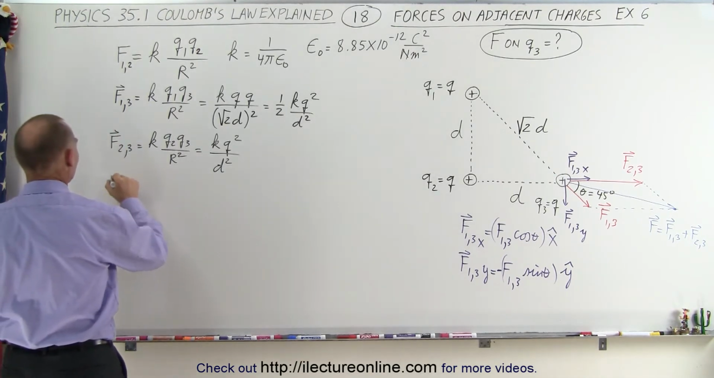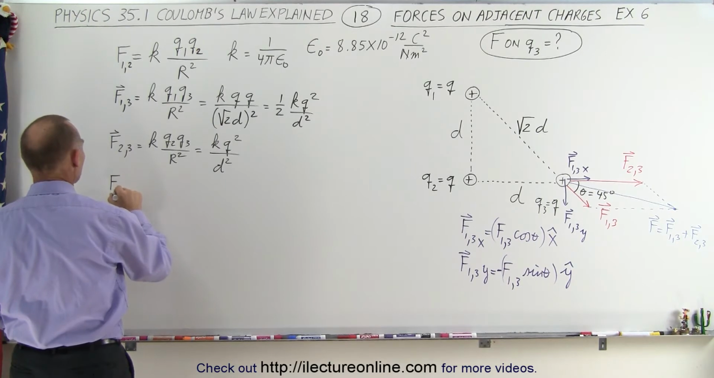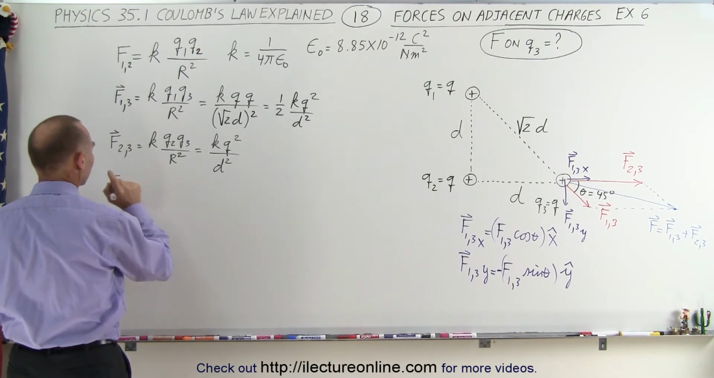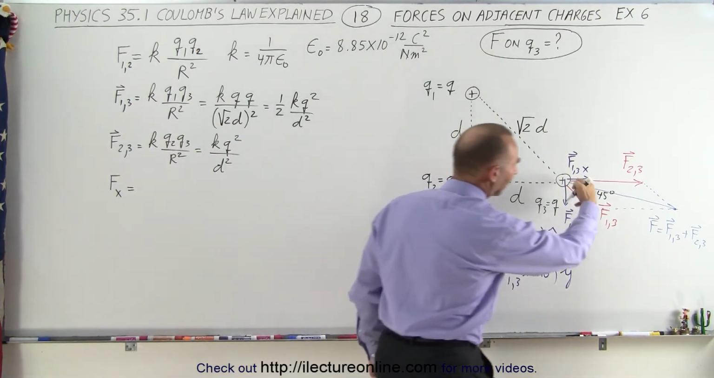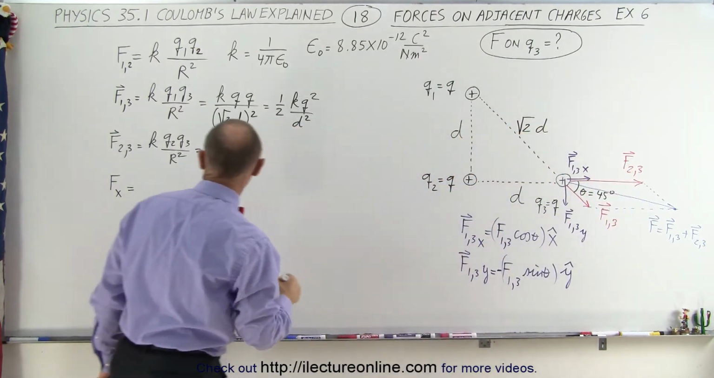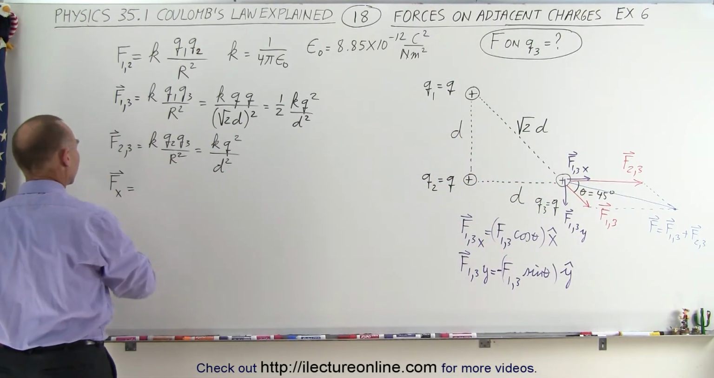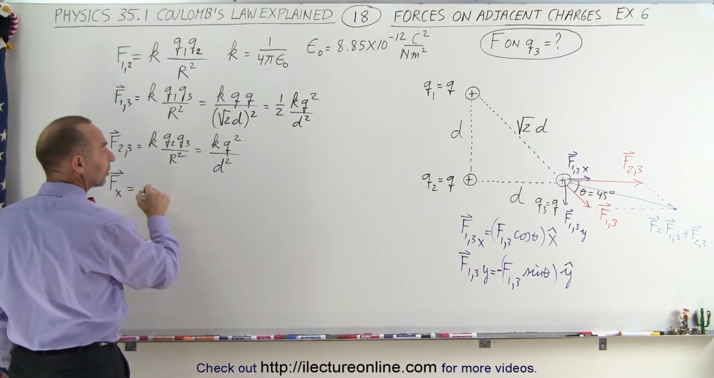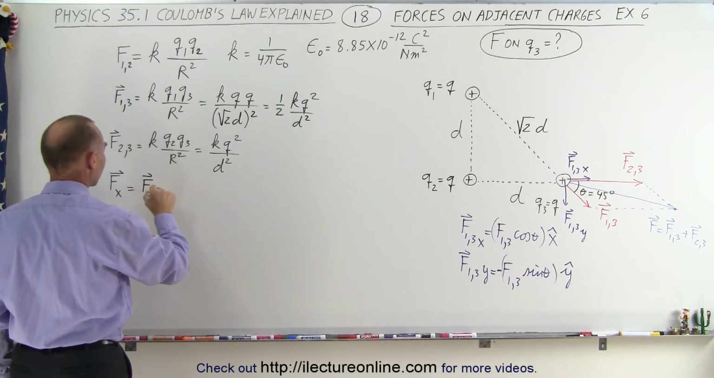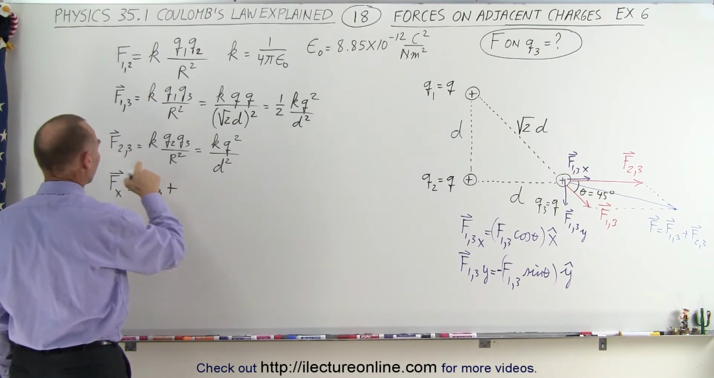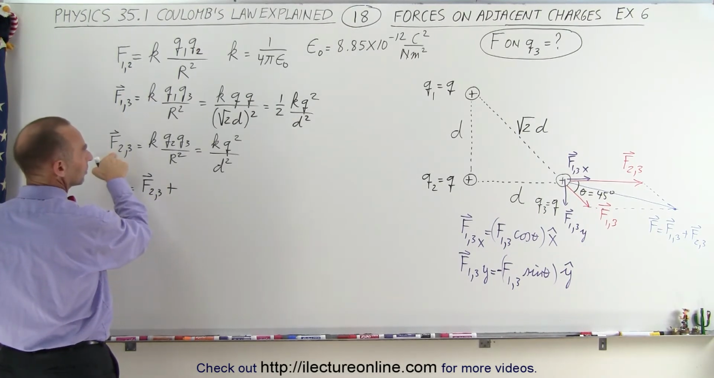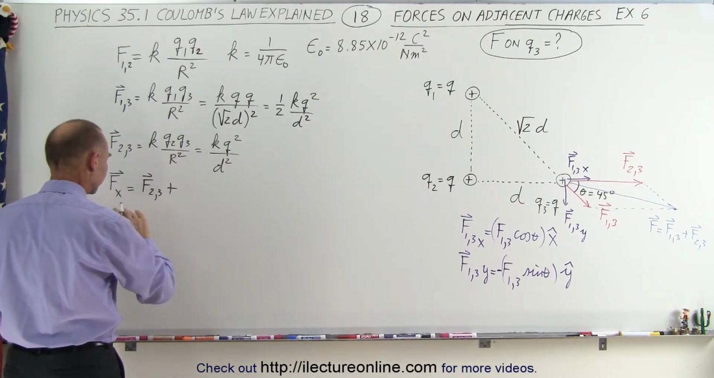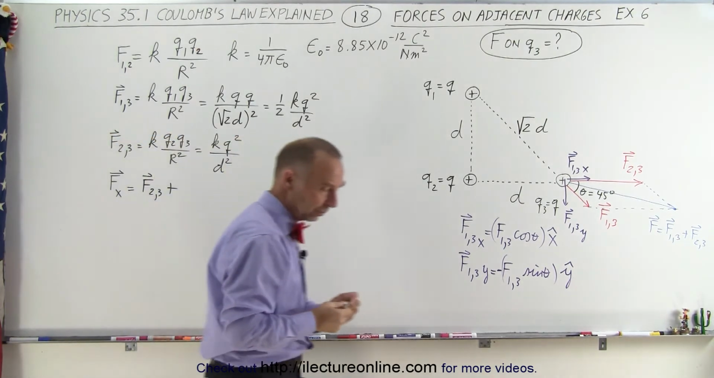So now we can say that the total force in the x direction is equal to, we're going to add F23 together. So maybe what we'll do here is we'll write it like this. The vector F in the x direction is equal to F23 plus the component F2. Let me start this one over again.